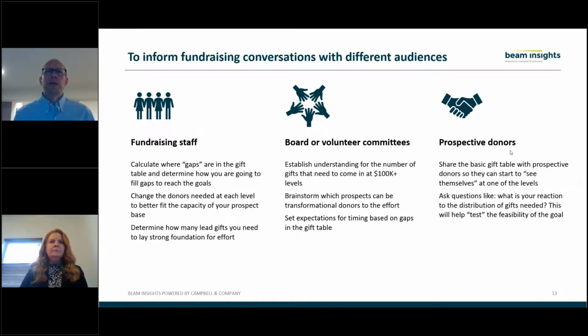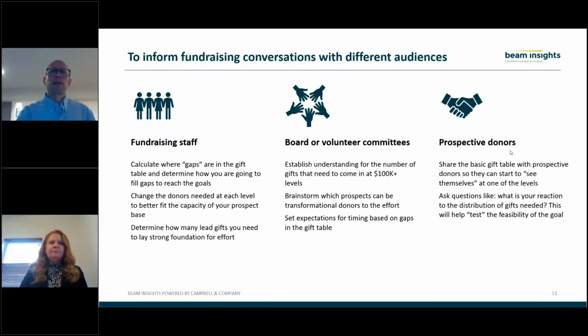For board and volunteer committees, obviously, depending on your leadership, to what extent and what level of depth you want to bring them behind the scenes or into the weeds can vary based on your organization and the people you're working with. But using gift tables with those folks can help to set appropriate expectations. How much cultivation, how much solicitation activity, with what frequency do we need to be successfully closing gifts and yielding what we expected in order to achieve the goal. Setting that expectation early on is really critical, and as you move through, keep that table dynamic as well.